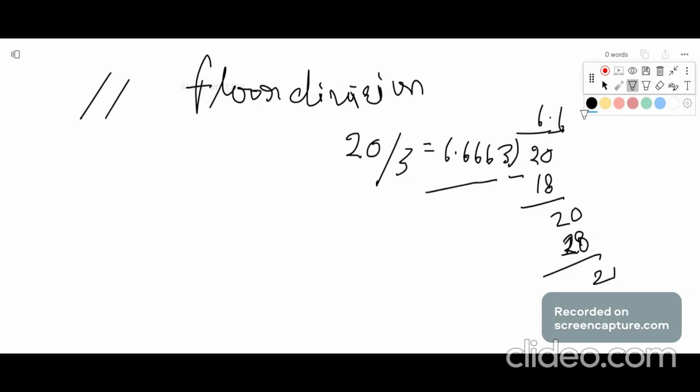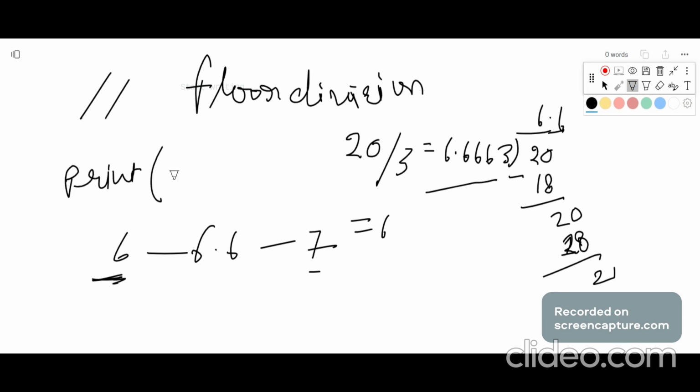Now what is the floor division? If I'm talking about 6.6, this number is in the middle of 6 and 7. So 6 will be the floor and 7 will be the ceiling, so it will give you 6. If you write print 20 floor division 3, it will give you 6. I hope it is clear.